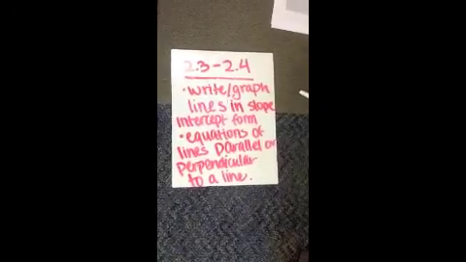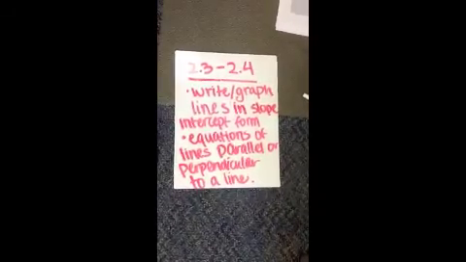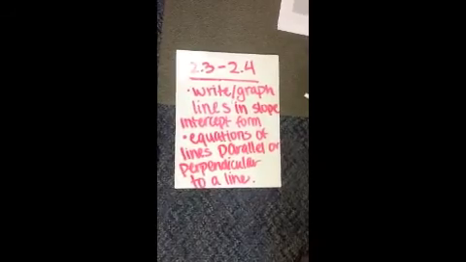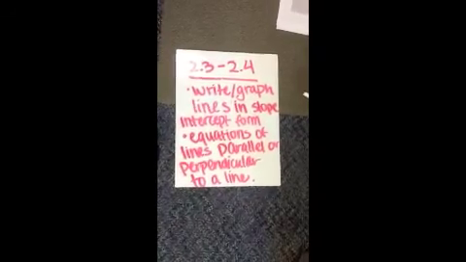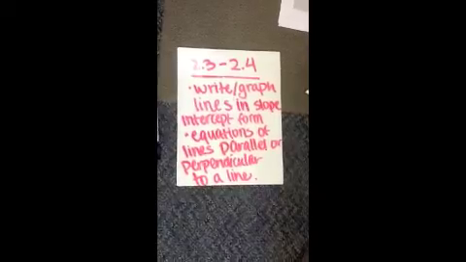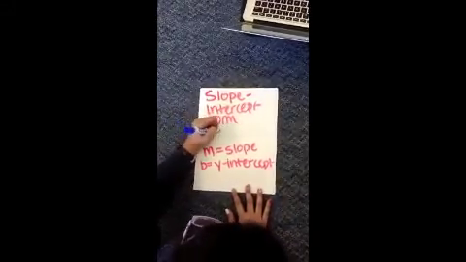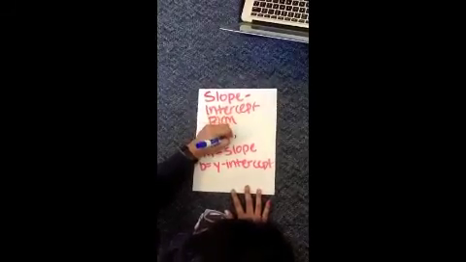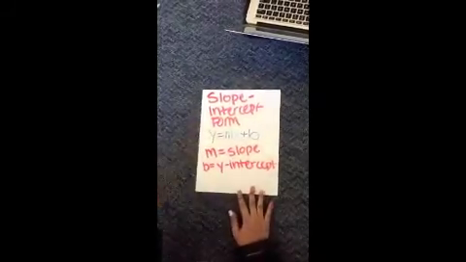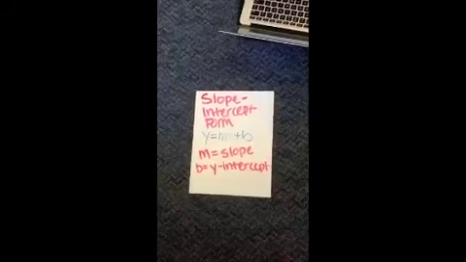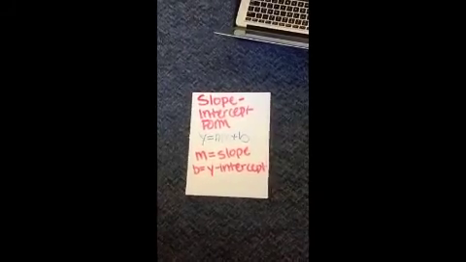So the goal of this lesson is to write equations and graph lines in slope-intercept form and write equations of lines that are parallel or perpendicular to a given line. The equation for slope-intercept form is y equals mx plus b. M will be the slope, b is the y-intercept, and the y and x will be the coordinates of the given point.